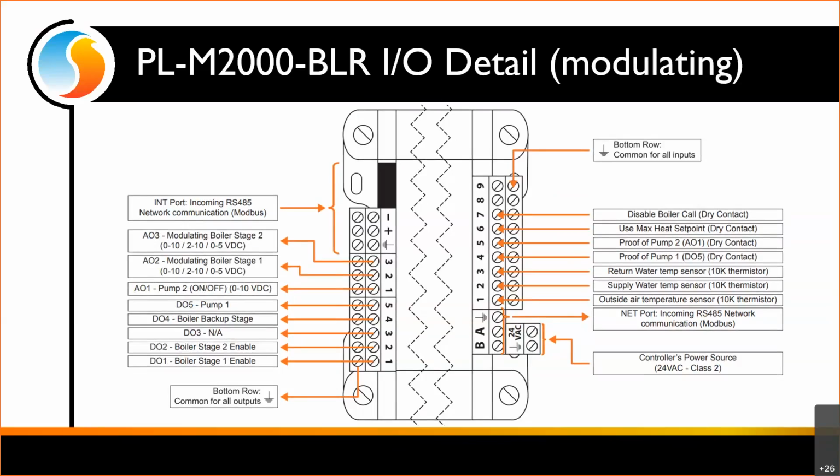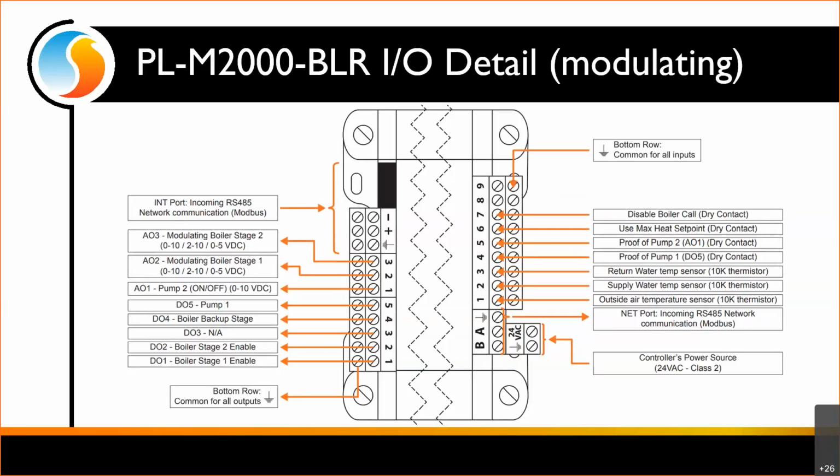So we're going to be working with the same set of inputs. But now we have our output 1 and 2 is our boiler stage 1 and boiler stage 2 enable. That's going to be the run command for those modulating boilers. DO3 is no longer used. DO4 is still that we've got that backup stage. And then DO5 is pump 1, AO1 is pump 2, same rules as before.